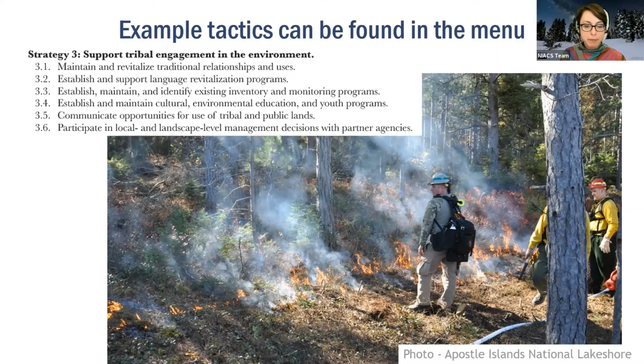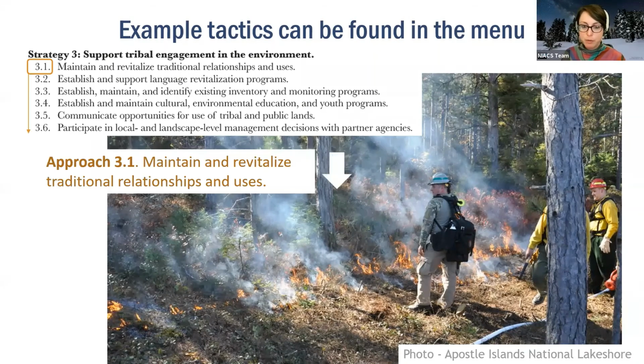Okay, so the tribal adaptation menu provides many strategies and approaches and example tactics, as I just mentioned. So here, if we take a look at strategy 3, which is supporting tribal engagement in the environment, we see quite a few different approaches. When we choose approach 3.1, this is maintain and revitalize traditional relationships and uses. And this approach tells us that traditional relationships are a source of strength and are integral to holistic climate adaptation, and that these relationships may be strained and pressured by climate change. So adaptation may involve strengthening and supporting those relationships, coming up with tactics that help us revitalize and maintain our relationship and use on the land.